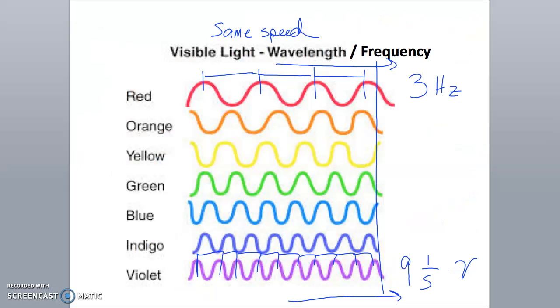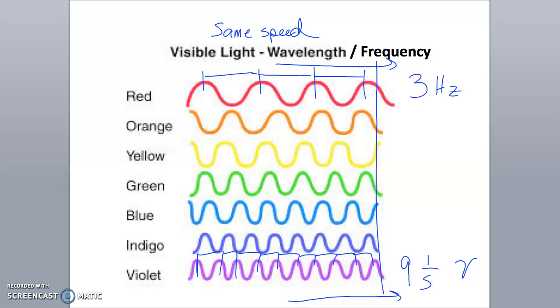So this is just showing how we have different wavelengths. This is just visible light. The red has the largest wavelength, and we can measure this from any 2 points that are the same on the wave. So I chose the apex on the red, and I have 3 waves here.